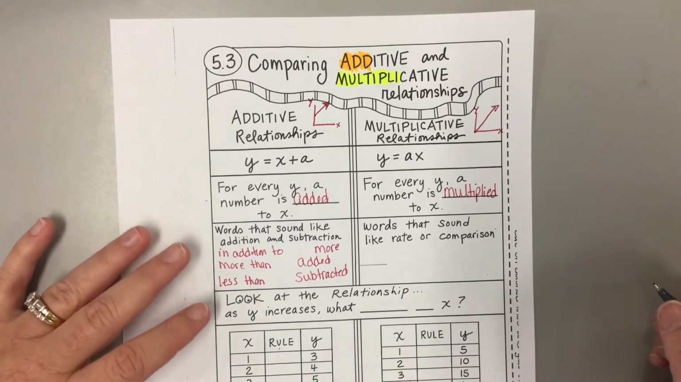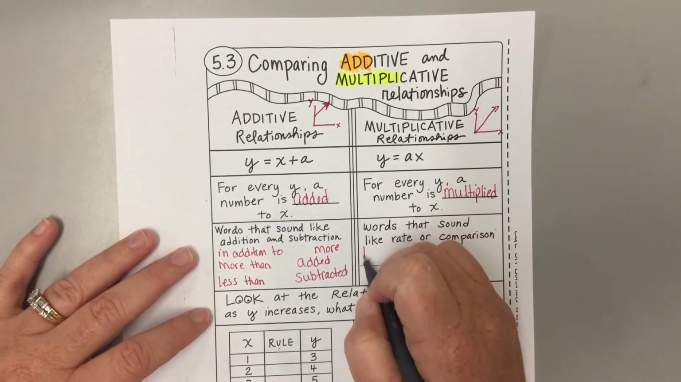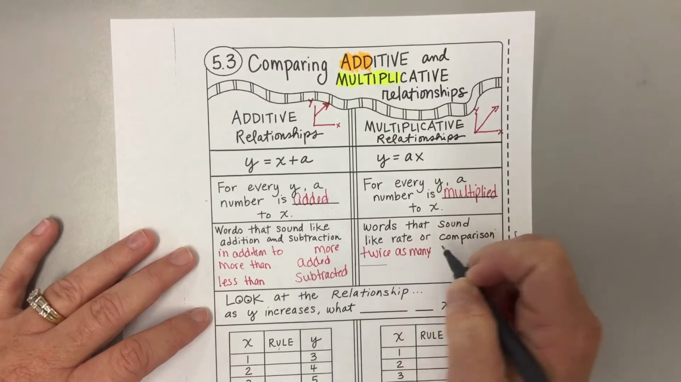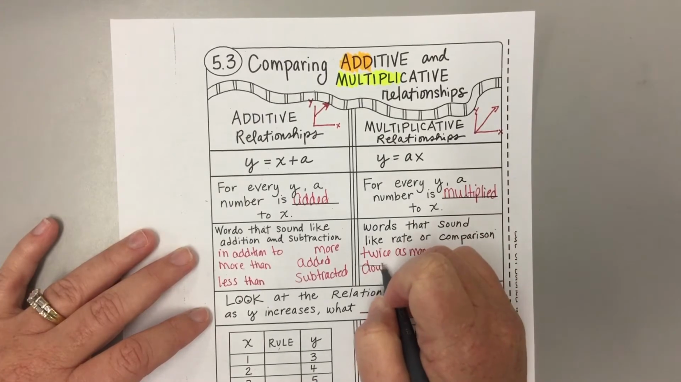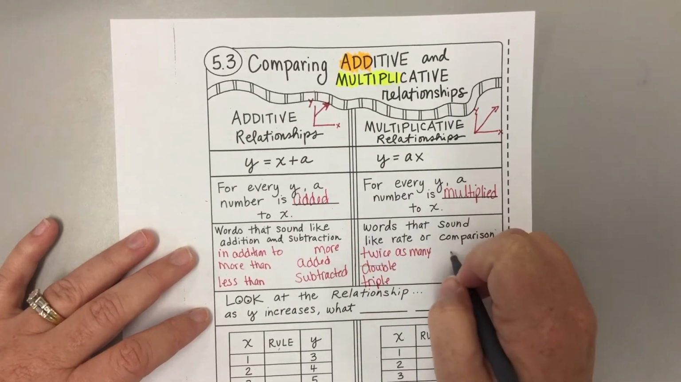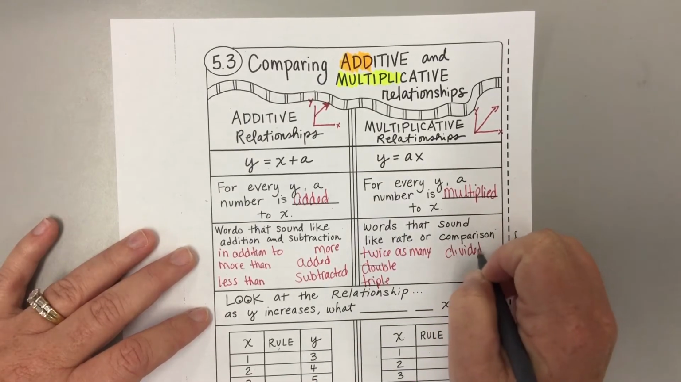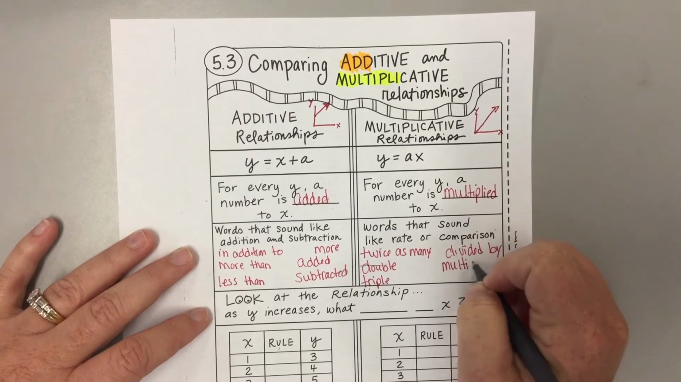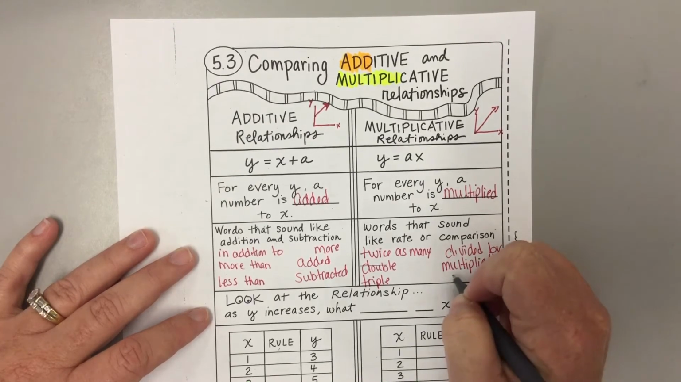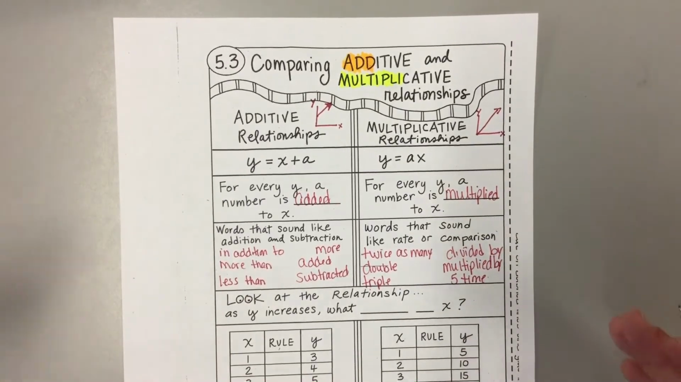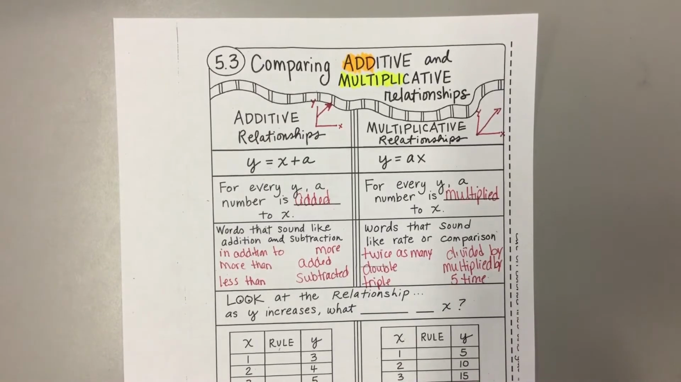Words that sound like a rate or comparison would be twice as many, double, triple, divided by, multiplied by, five times, or a number times. Those are just some key words that would say, hey, this is going to be a multiplicative relationship.